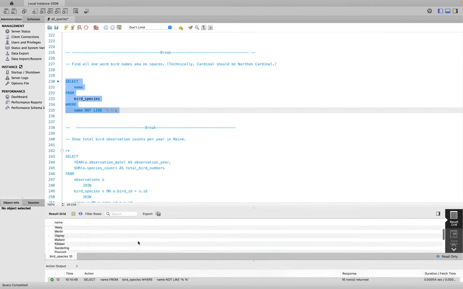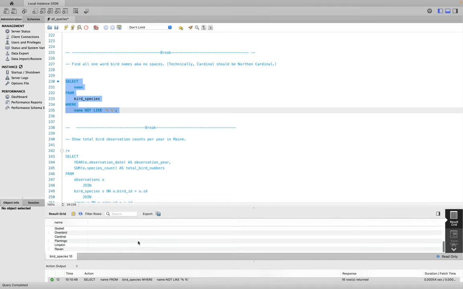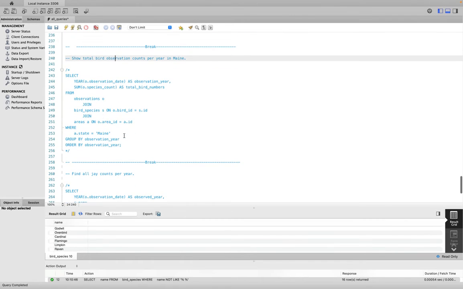So Dunlin, Veery, Merlin, Osprey, Mallard, Flamingo, Limpkin, Raven. These are all one-word names. But again, this probably should be common raven, and Flamingo probably has pink in front of its name or whatever, but it's just for demonstration purposes.